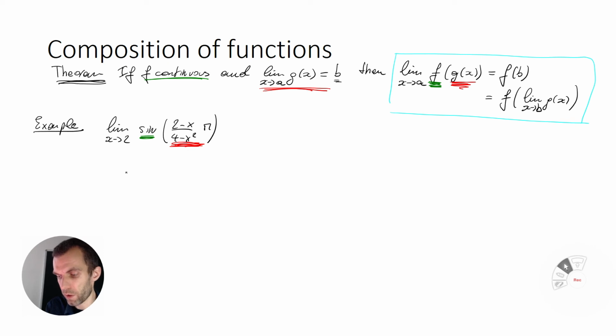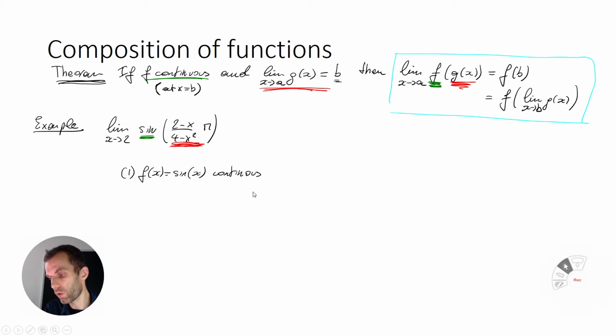In particular, we have to check that f is continuous, so f of x, sine of x, is continuous. Actually, here we can be a bit more specific: we only need continuity at x equal to b. So it doesn't have to be continuous everywhere, just at that value. Sine of x is continuous everywhere, so it's definitely going to be continuous at whatever that b is. So here we're in luck.